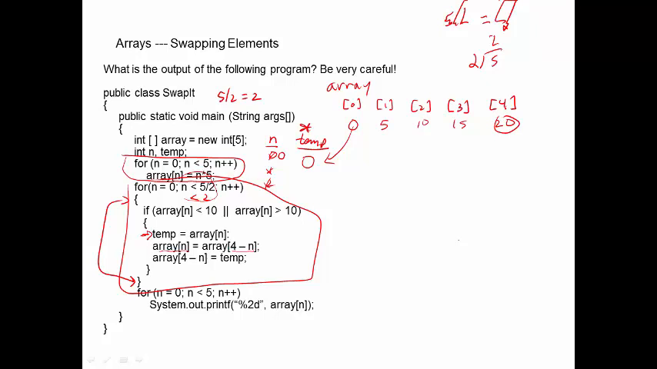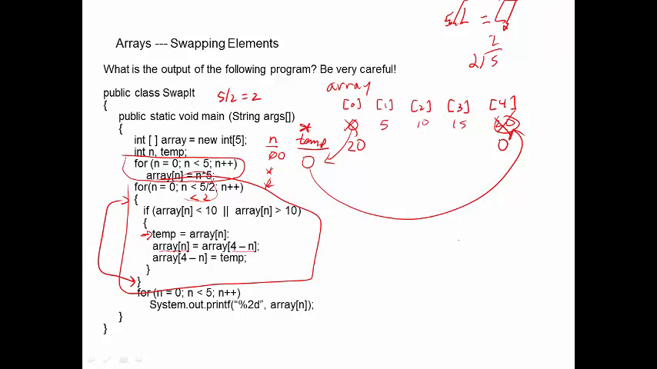In other words, this 20 will now get put into array[0]. And then the last statement in the if takes the contents of temp, which has the 0 in it, and puts that into array[4]. So array[4] will now have the 0. Do you see that we actually did swap the contents of array[0] with array[4]? And we used a temp variable to help us.